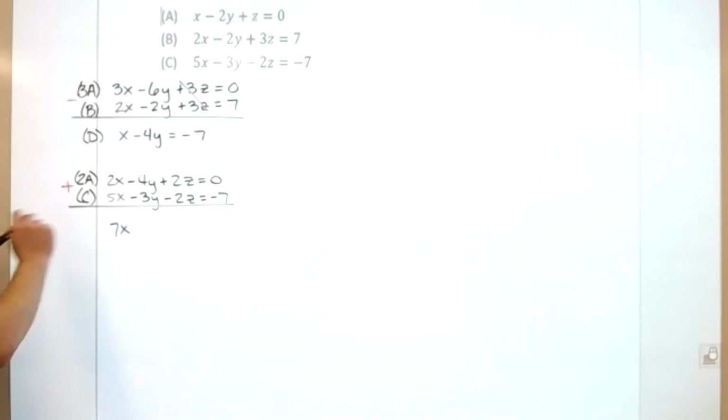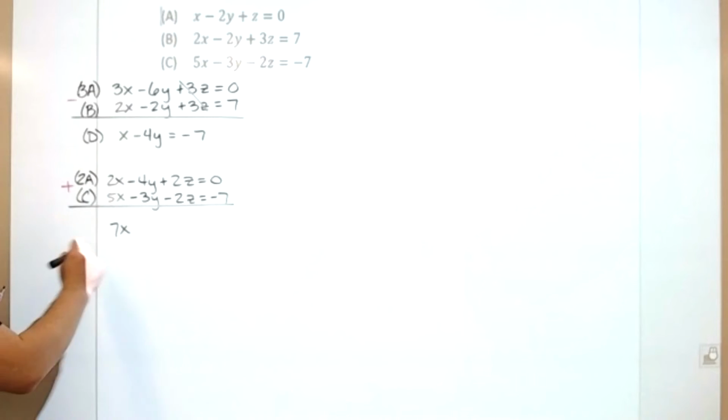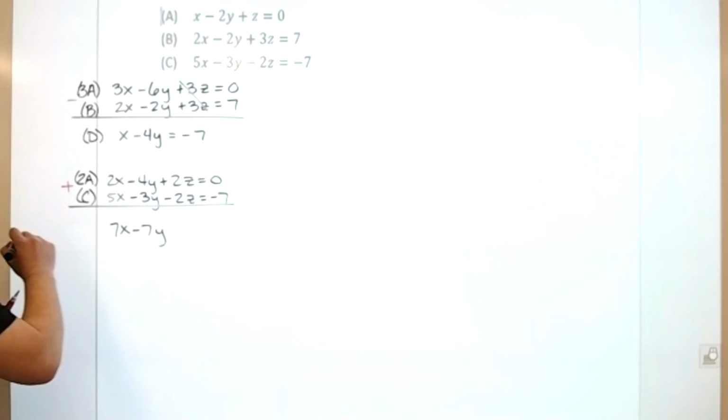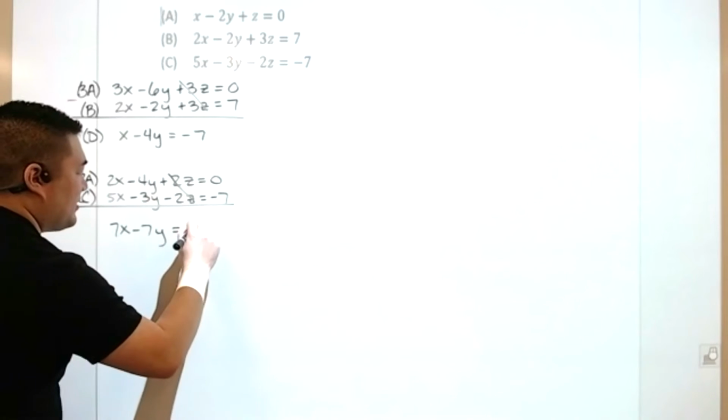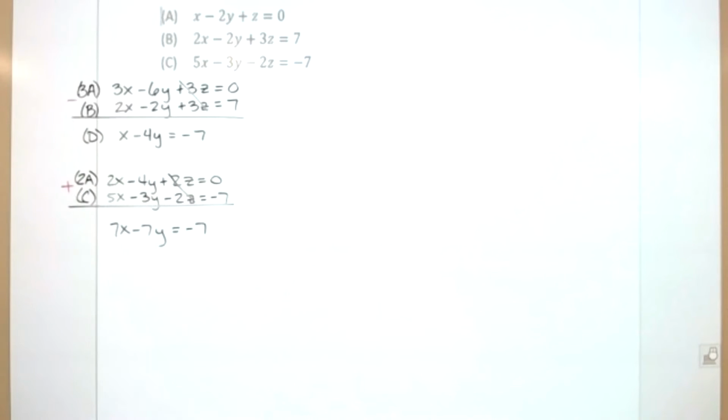Negative 4 plus negative 3 is also going to make negative 7, so negative 7y. The z's are going to get eliminated, equals 0 plus negative 7 is negative 7. So this is equation E, right? Because I've made a new equation, I have to give it a new label: A, B, C, D, E.